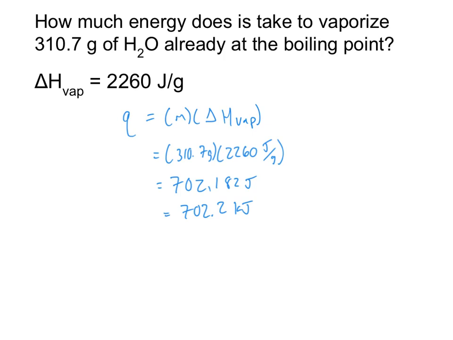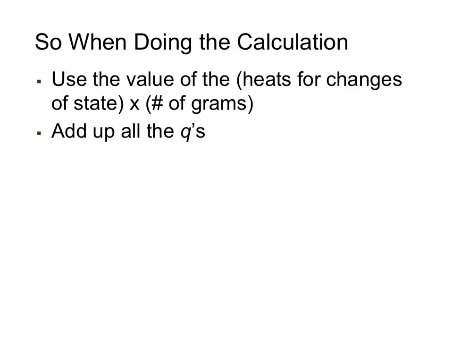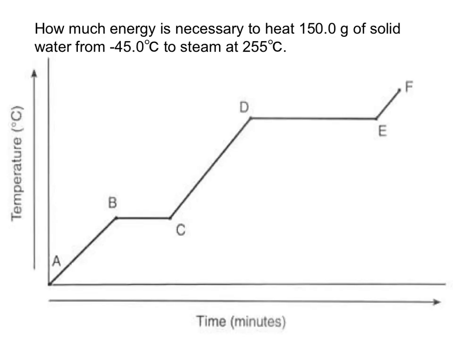Now let's put this all together into one big warming curve for a substance. And so again, what we want to do is use our values for all of the different changes and then add up those values for the total energy change. And so in this example, we want to calculate how much energy is going to be required in order to heat up 150 grams of solid water from -45 degrees C to steam, water vapor, at 255 degrees C. And so we have 5 distinct points on this curve.